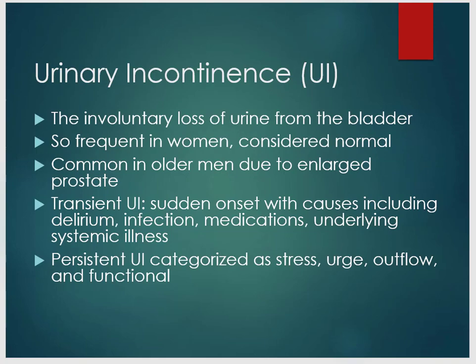Another condition that you may see commonly in primary practice is urinary incontinence, which is the involuntary loss of urine from the bladder. It's more frequent in women and may be considered normal, even though it is not a normal condition. And in gentlemen, it's seen more in older gentlemen and is due to an enlarged prostate. You can have transient urinary incontinence that can be caused by delirium, infection, or medications, and then there can be persistent incontinence, which is categorized as stress, urge, overflow, and functional incontinence, and we're going to talk about those.